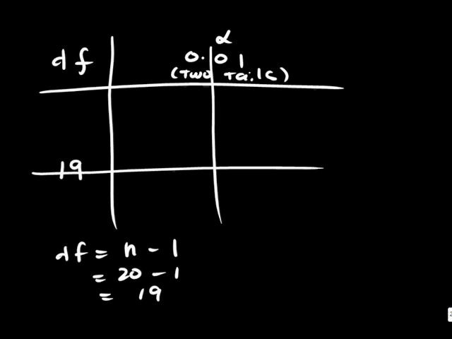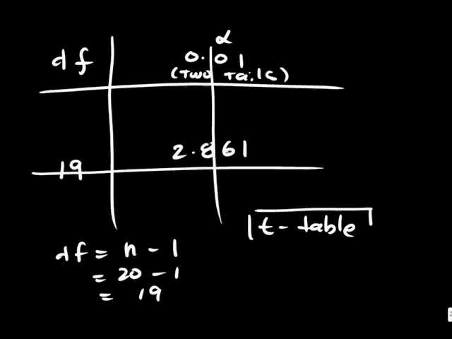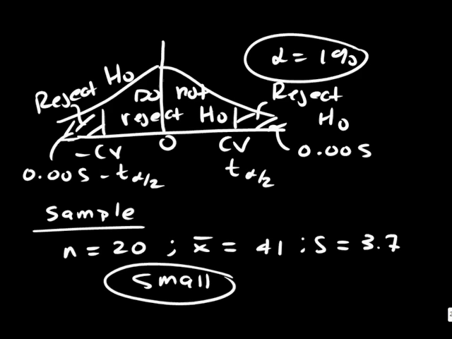What you find is 2.861 for a critical value. That's 2.861. This is from our t-table because we are taking a small sample. We found the t alpha over 2 values are critical values: 2.861, and this will be minus 2.861 for critical values.